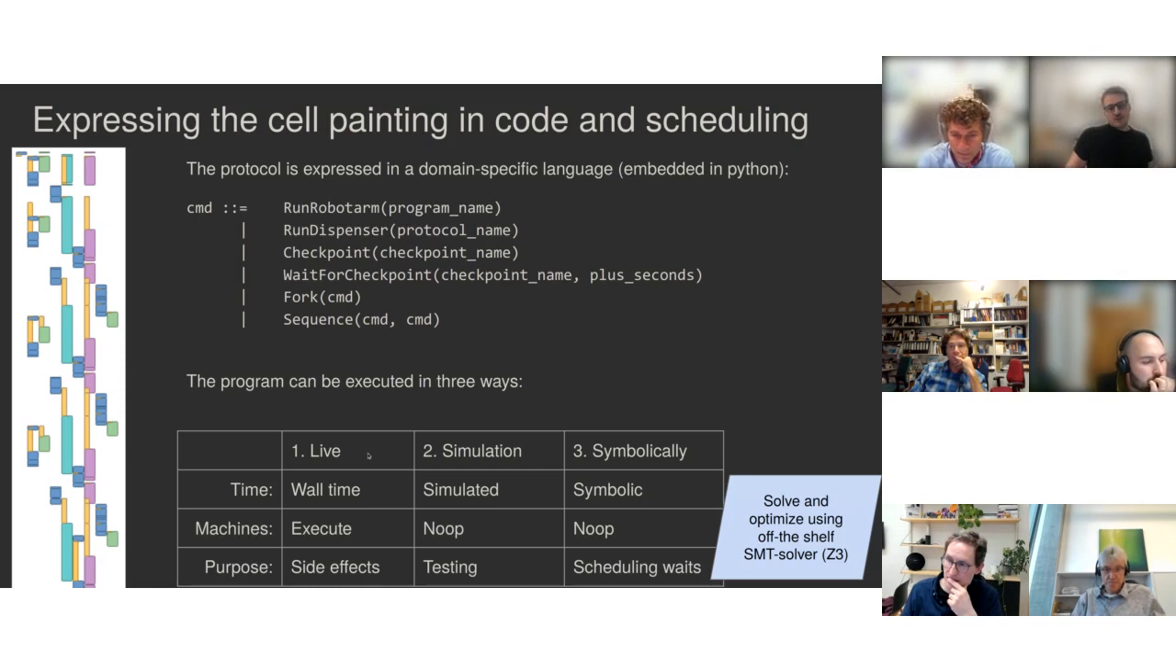We can execute them in three ways. It's live, which is when the robots actually do things, where time is real time, and machines execute the things. They perform the action on the plates, and that is the actual purpose of the whole system. We can also simulate this, where time is just simulated. You just keep track of how much time has passed in the simulation, and of course the machines don't do anything. And the purpose of this is testing.